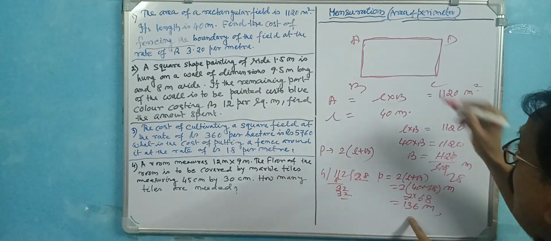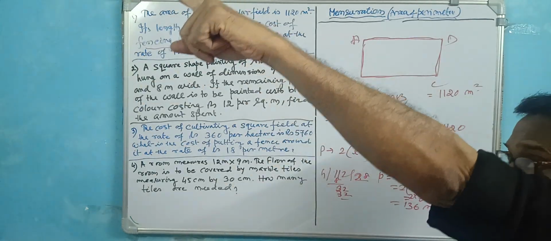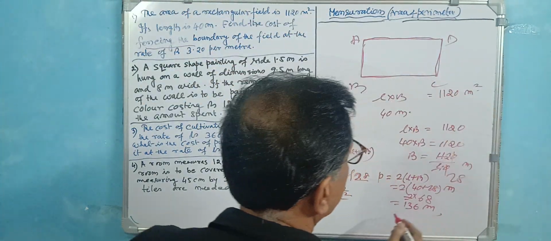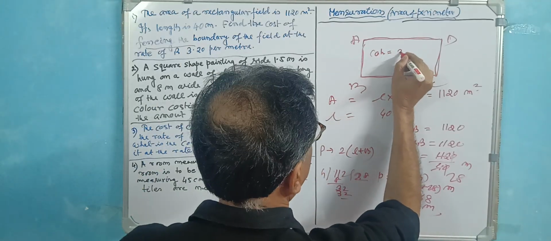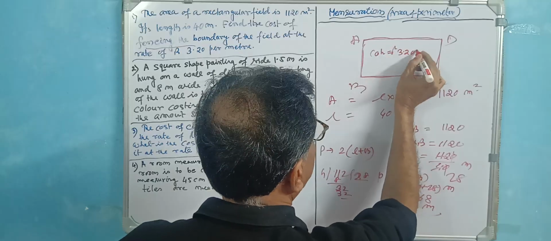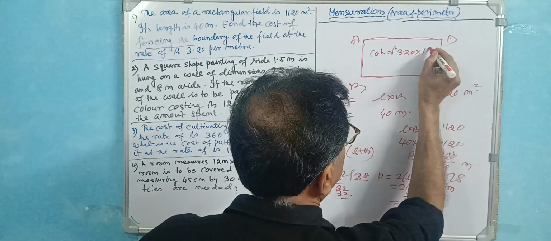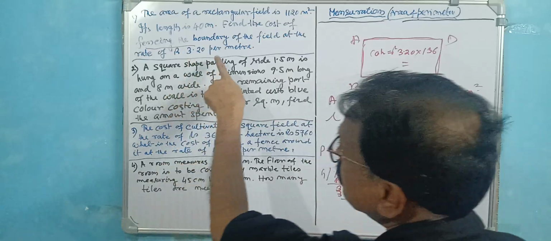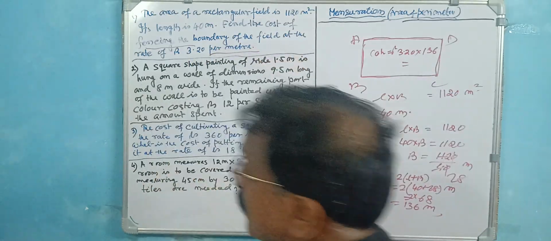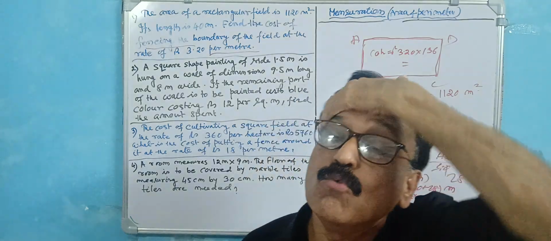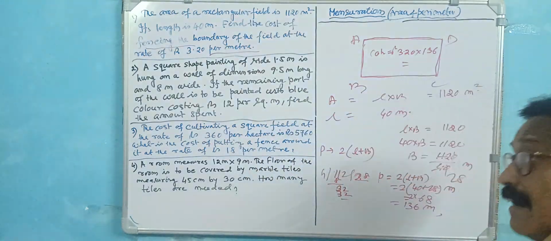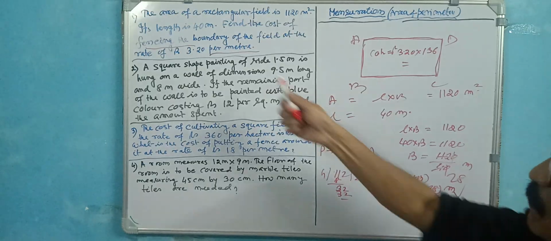Okay. So this is the total length of this fence and you multiply it with the cost. Here you write: cost is 3.20 rupees into 136, because per meter is this. Here this is per meter. If this is centimeter, convert it to the meter. This is very important. The unit is very important. Okay, for that the mistake arises. Here is meter, here is meter.